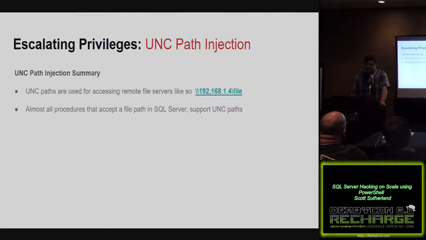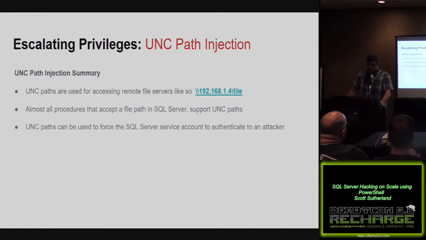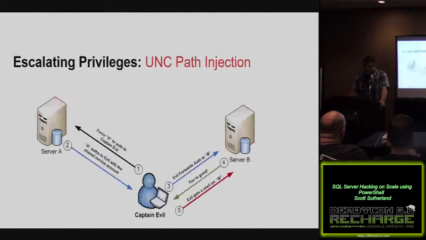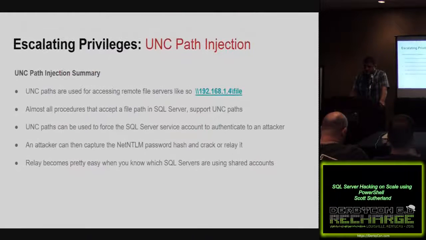In SQL Server, there's a ton of stored procedures that support file paths. Everything that supports a file path supports a UNC path, just like pretty much every Windows thing ever. And so what you can do with those functions is force the SQL Server to authenticate to you, the attacker, as the service account. And from there, you can actually relay the password hashes out or crack them offline.